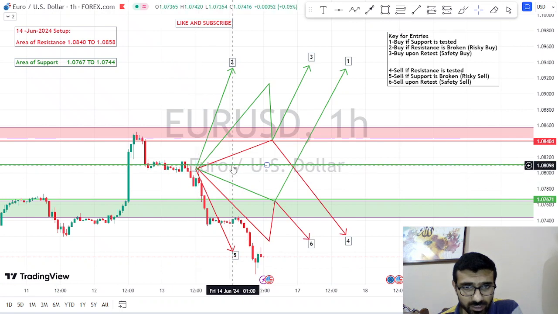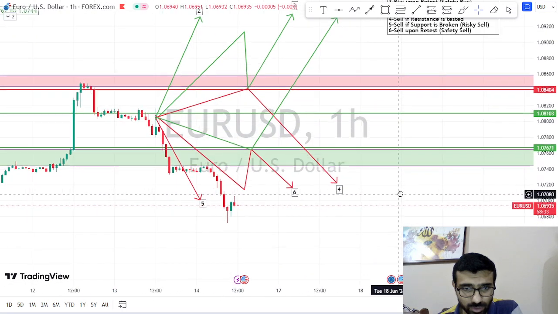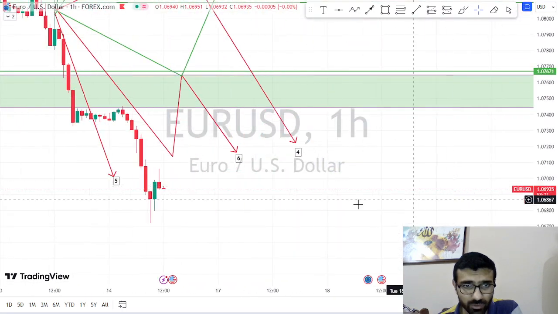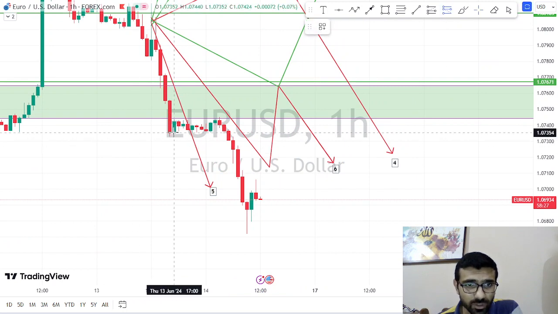As you guys can clearly see, from this support area, the market did not give us any opportunity to buy, but from here the market gave us an opportunity to take a risky sell, and from here as well. So these two trades would have given us a very good profit. So let us see how much profit we would have made from this entry.